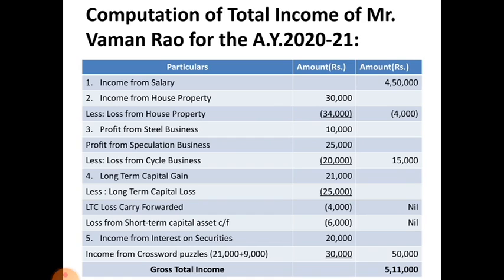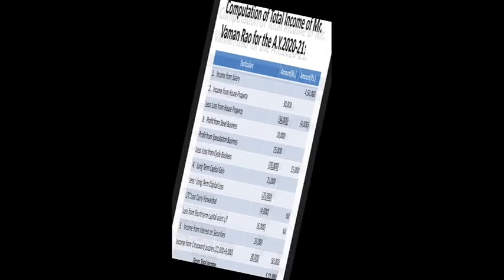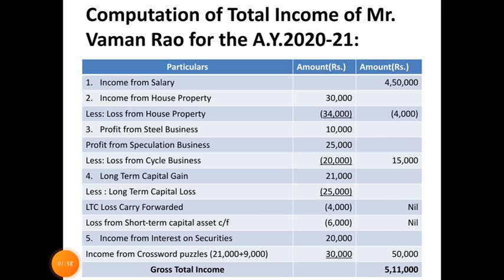Computation of total income of Mr. Vaman Rao for the assessment year 2020-21. See, first you have to write income from salary. Here income from salary you can directly write in the second amount column, 4,50,000.